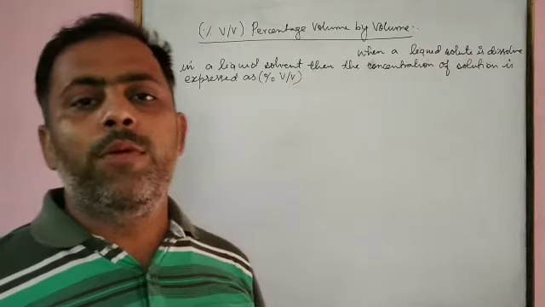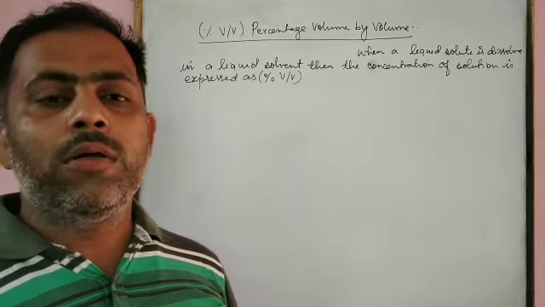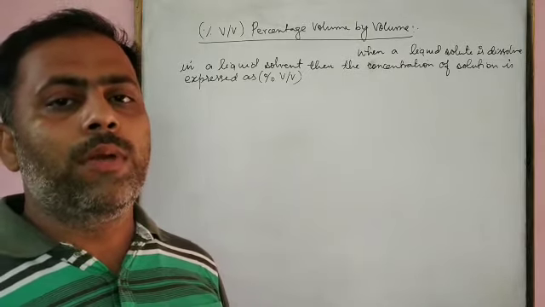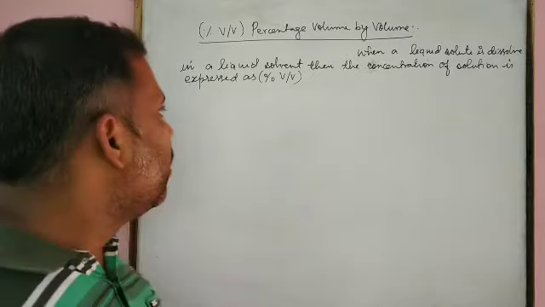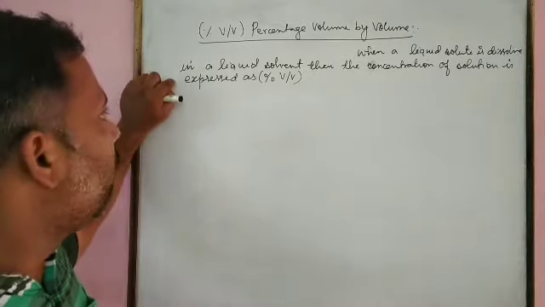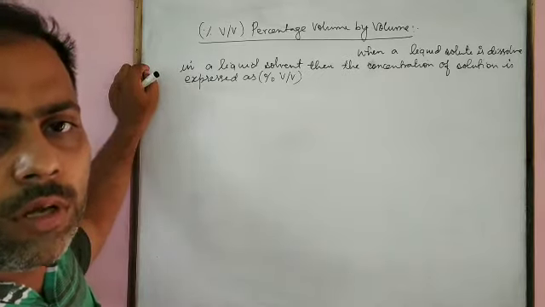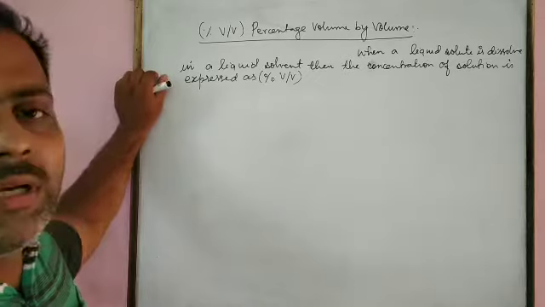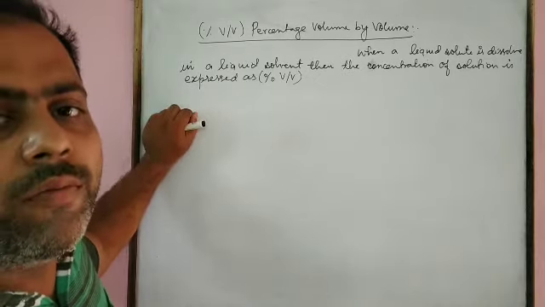Whereas percentage W by W is used to express when a solute is dissolved in a solid or liquid solvent. In that case we use percentage W by W. Now if we have a liquid solute dissolved in a liquid solvent, then we express the concentration of that solution by percentage V by V.